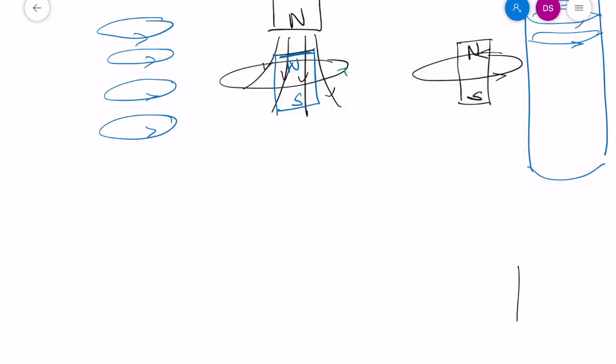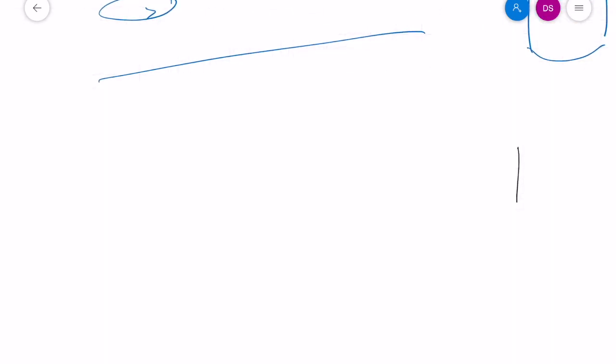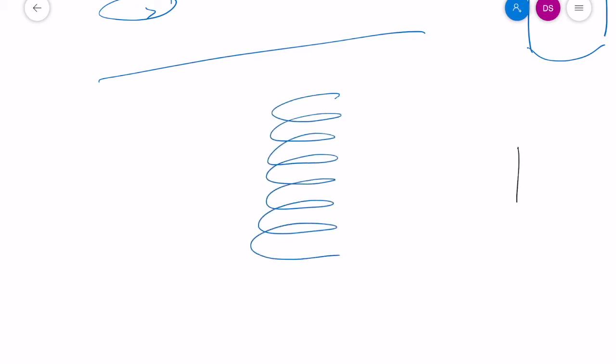Suppose you have a solenoid, right? This is the next demonstration. You have a solenoid, and you pass a current through this solenoid. So let's say you pass an alternating current through this solenoid. An alternating current is usually, this is the symbol for an alternating current.